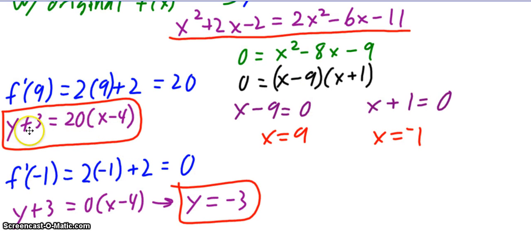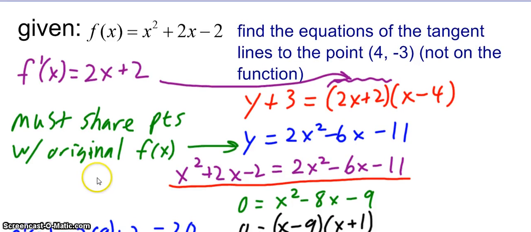Okay, so here we should end up with 2 lines. One is y plus 3 equals 20 times the quantity x minus 4. And the other is y plus 3 equals 0 times the quantity x minus 4, which is actually just the line y equals negative 3. So both lines go through the point (4, negative 3). Now, how do we come up with that?